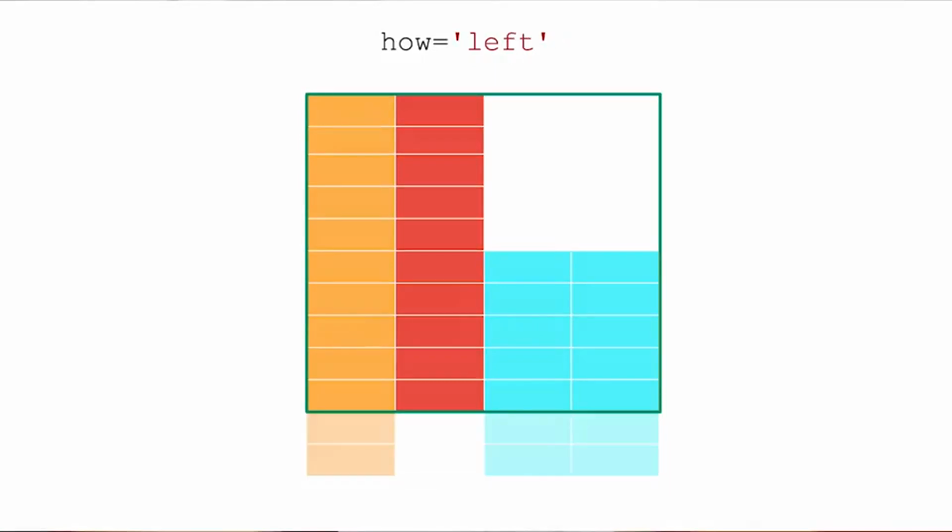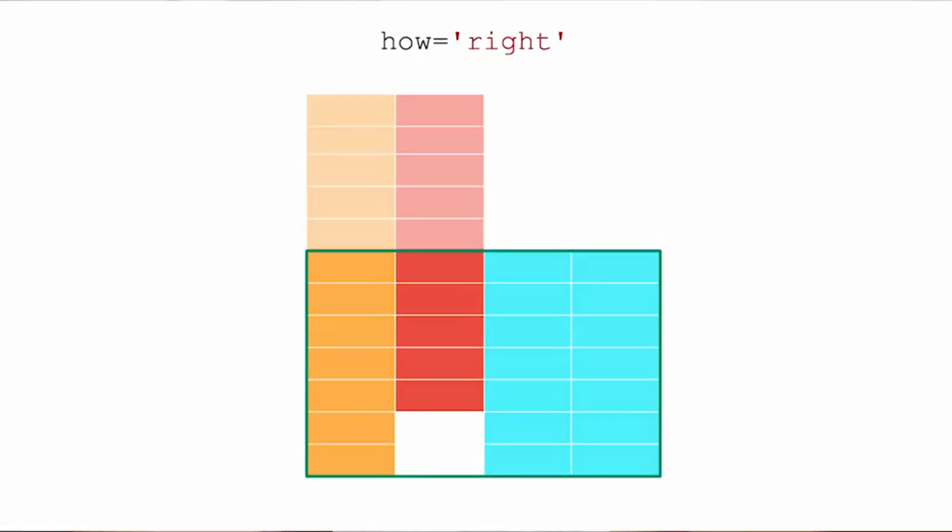We can also join the data so all of the keys in the left data frame are included, even if they aren't in the right data frame. This is called a left join. Finally, we can join the data so all the keys in the right data frame are included, even if they aren't in the left data frame. This is called a right join.